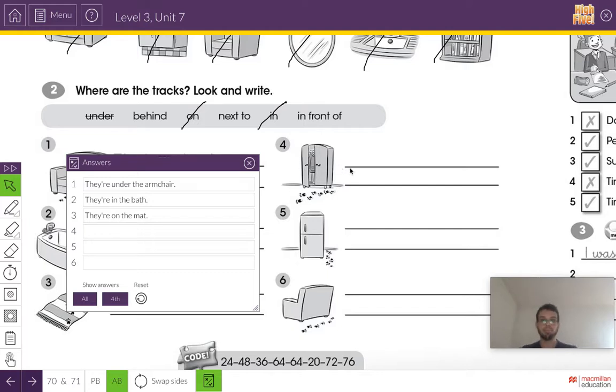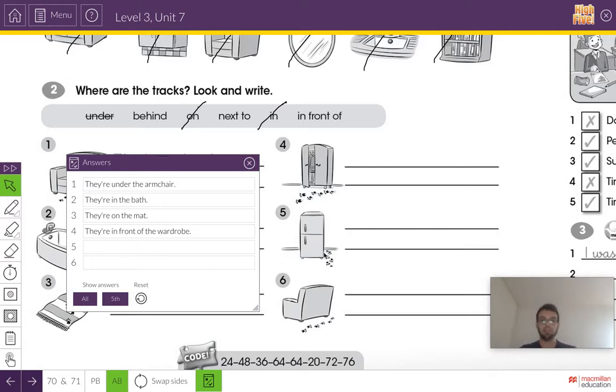Okay. Now, do you remember what this is called? Where you put your clothes? It's called the wardrobe. The wardrobe. And look at the tracks. Where are the tracks? Are they behind the wardrobe, next to the wardrobe, or in front of the wardrobe? That's right, they're in front. So we have to write our phrase. They are in front of the wardrobe. Okay? Just like this. They are in front of the wardrobe. Very good.